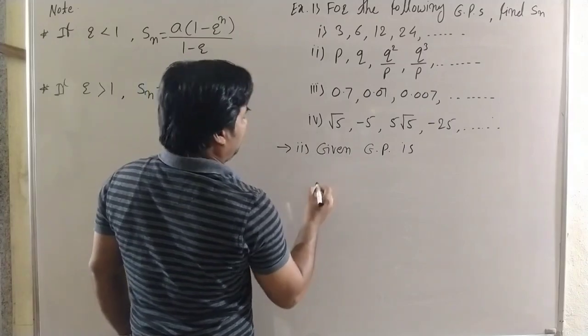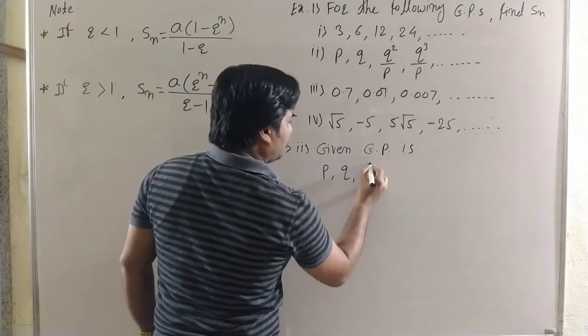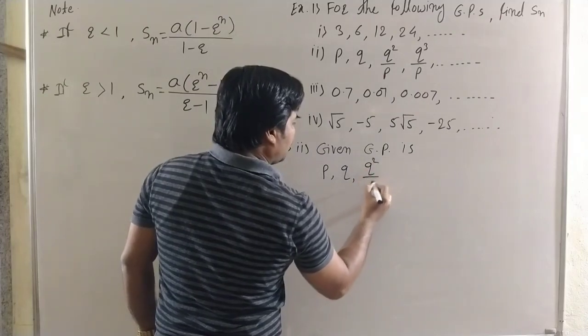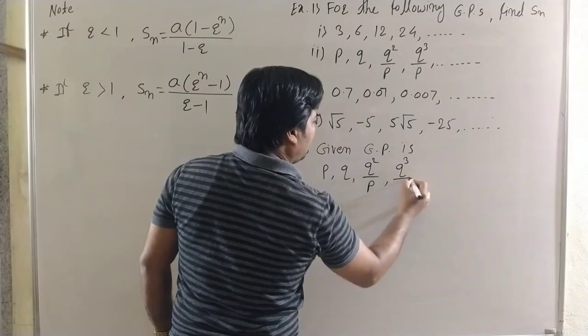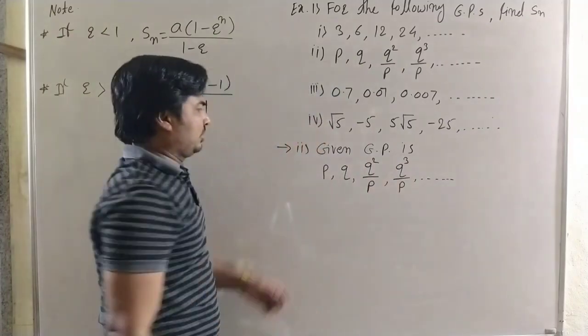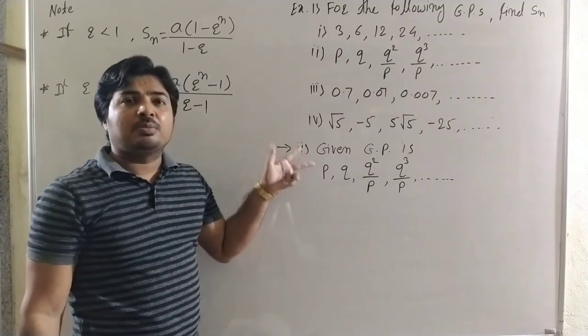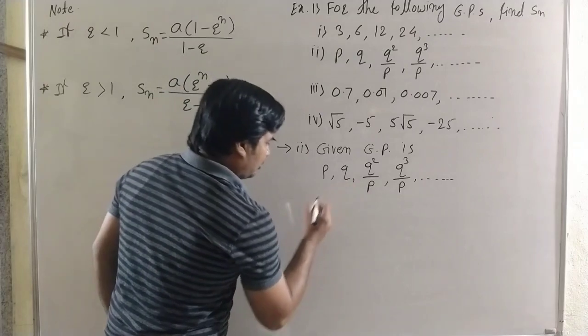Here the given geometric progression is P, Q, Q square by P, Q cube upon P. It is a geometric progression. Here P is the first term, that is the value of a, so a is P. Now we find the common ratio.